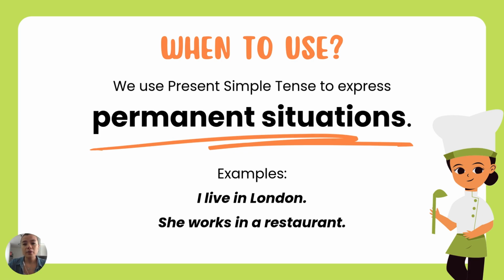If you think about those examples, we don't really change work so often. So that's why we say that that is a permanent situation. And also the place where we live, we don't really move from houses so often. So that is why we say that it is also a permanent situation.